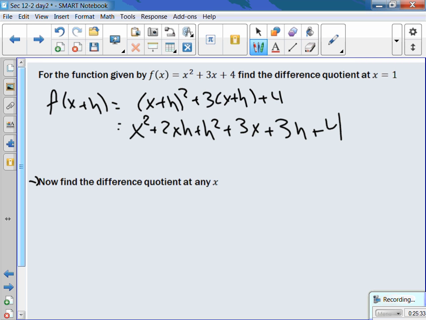So, do I have any like terms left? No. This is all my f of x plus h. Do I know what f of x is? Absolutely. So we can go immediately to our limit. Minus what? Your f of x. Yep.